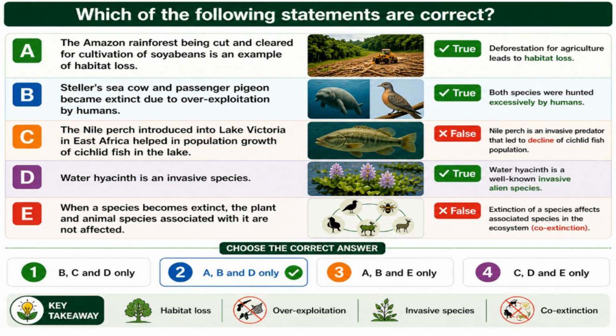Deforestation for cultivation leads to habitat loss. Overexploitation caused the extinction of stellar sea cow and the passenger pigeon. Water hyacinth is an invasive species. The incorrect statements are C and E.